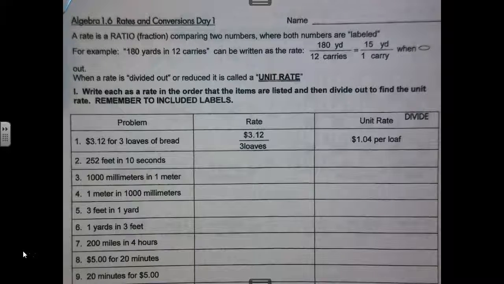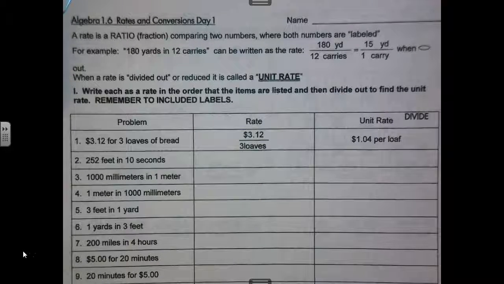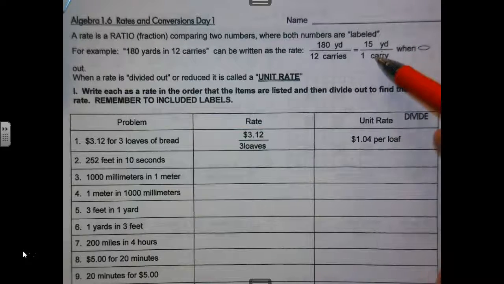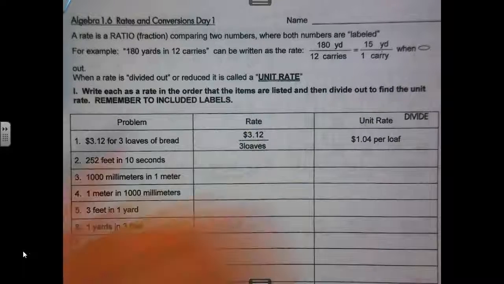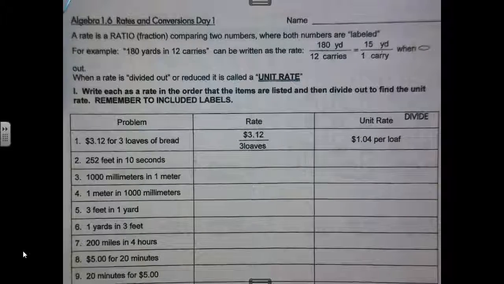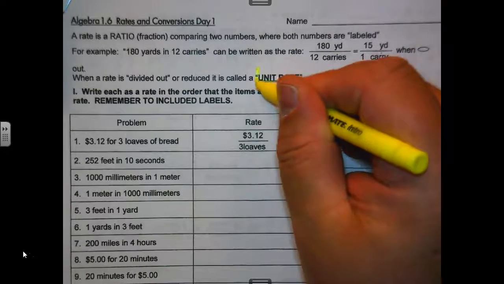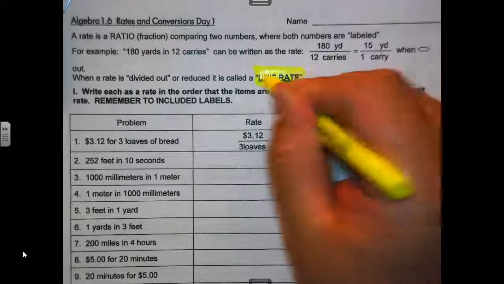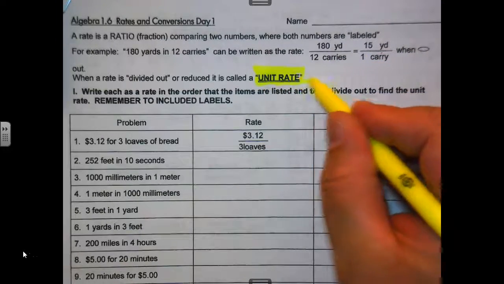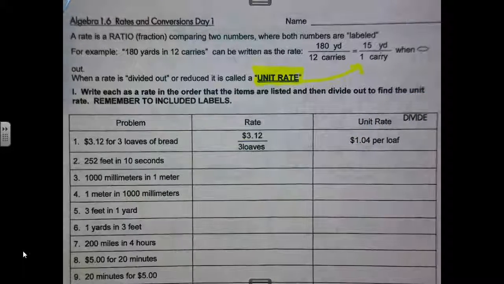Now, when you convert this fraction to this fraction, notice that there is only one unit in the denominator. So this is what we call our unit rate. Okay, it's when we divide it out. That would be our unit. You got to be careful what the question asks you. It doesn't always ask you for the unit rate. Right, Kelsey?